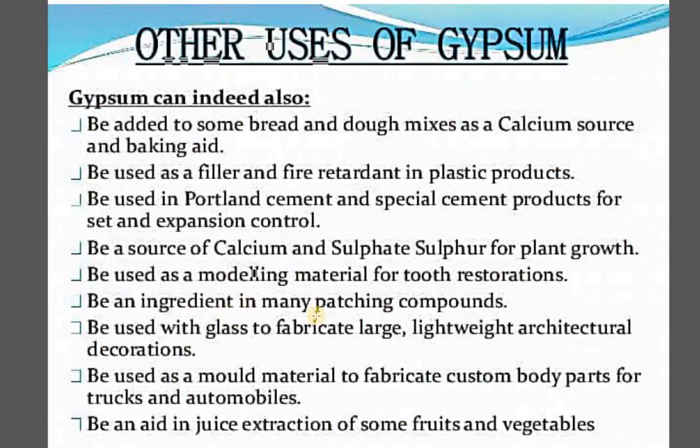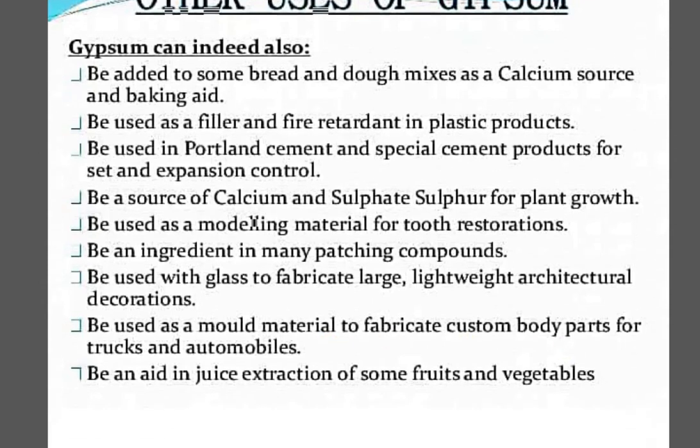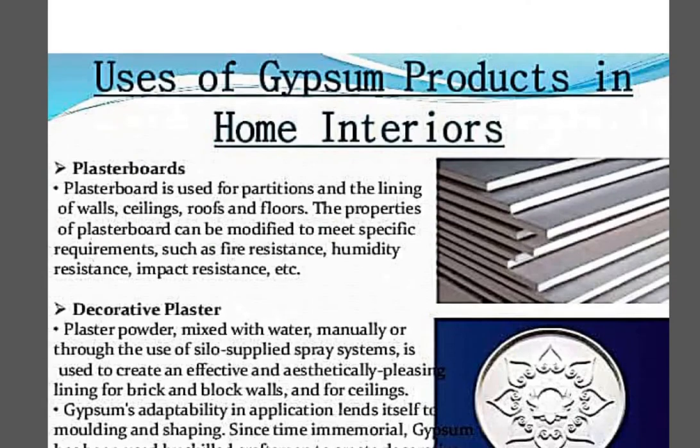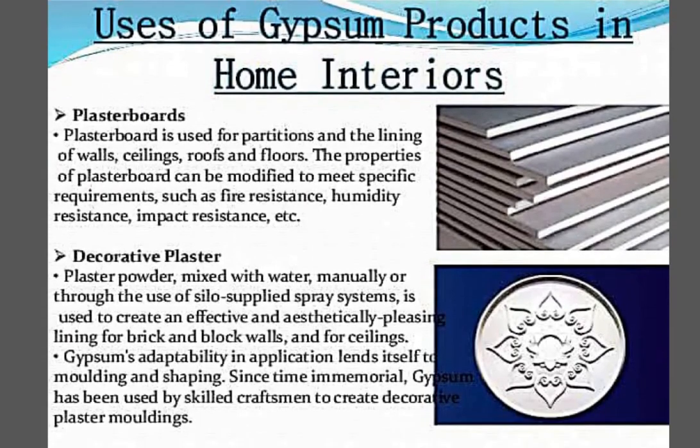It can be an ingredient in many patching compounds, can be used with glass to fabricate large lightweight architectural decorations, can be used as a mold material to fabricate custom body parts for trucks and automobiles, and can be an aid in juice extraction of some fruits and vegetables. These are a few of the other uncommon uses of gypsum. Apart from that, gypsum and its products can be used in home interiors like plaster boards, and decorative plasters can be prepared with the help of gypsum.